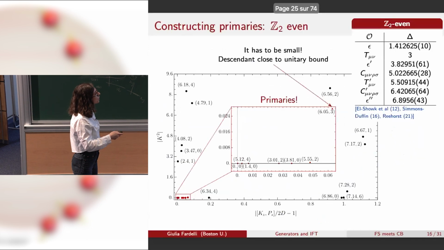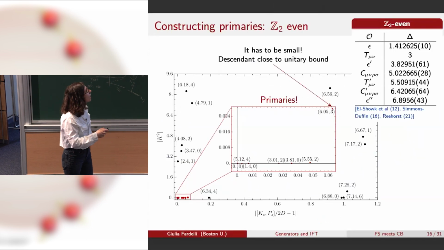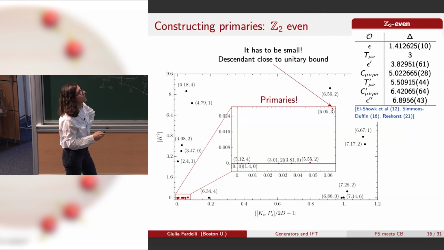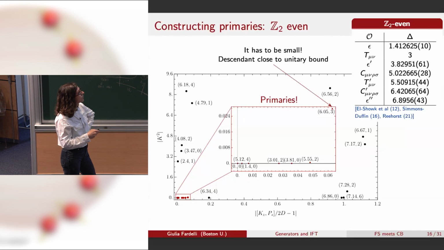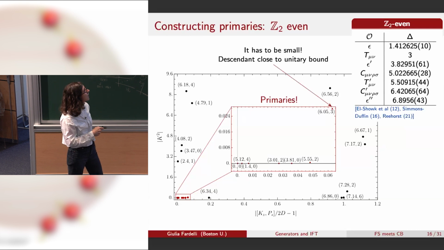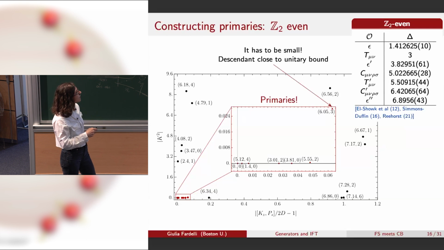Okay. So now this is a plot of what we will say are primaries. This is for the Z2 even operators, and a good primary for us is a state in which k squared, where now it's really k squared, not just kz, but kz squared plus k plus k minus, is small, and also this commutator divided by 2d is close to 1. So all operators in this region, we consider them to be good primaries.